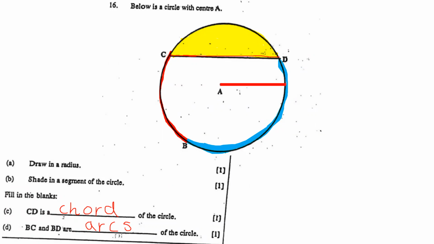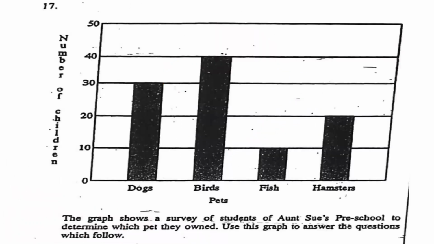All right, let's move on to question number 17. I believe this is our final question. It says the graph below shows a survey of students of Aunt Sue's preschool to determine which pet they owned. Use this graph to answer the questions which follow. We have 30 students who own dogs, 40 students who own birds, 10 students who own fish, and 20 students who own hamsters.